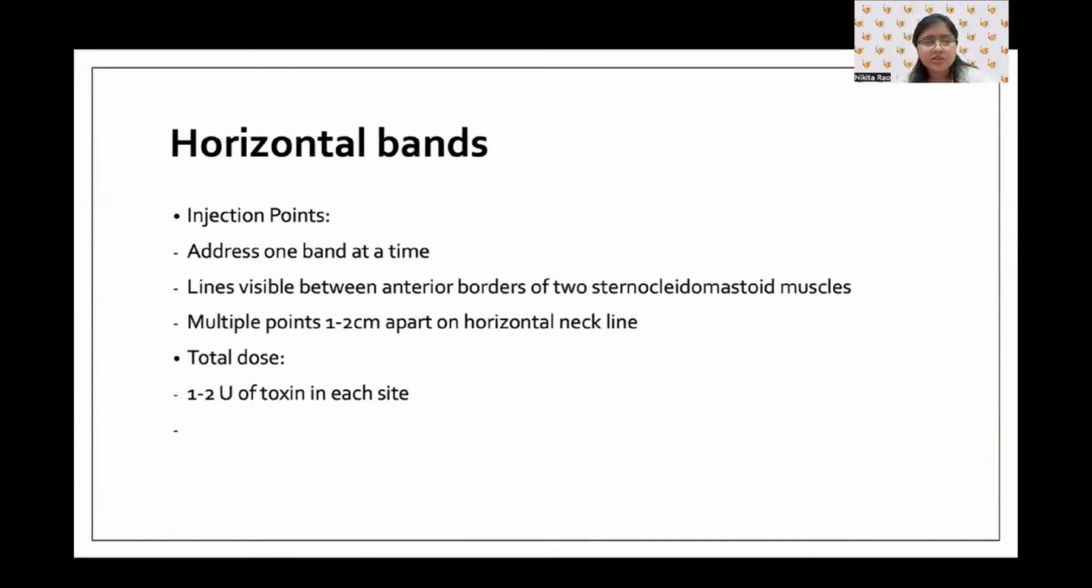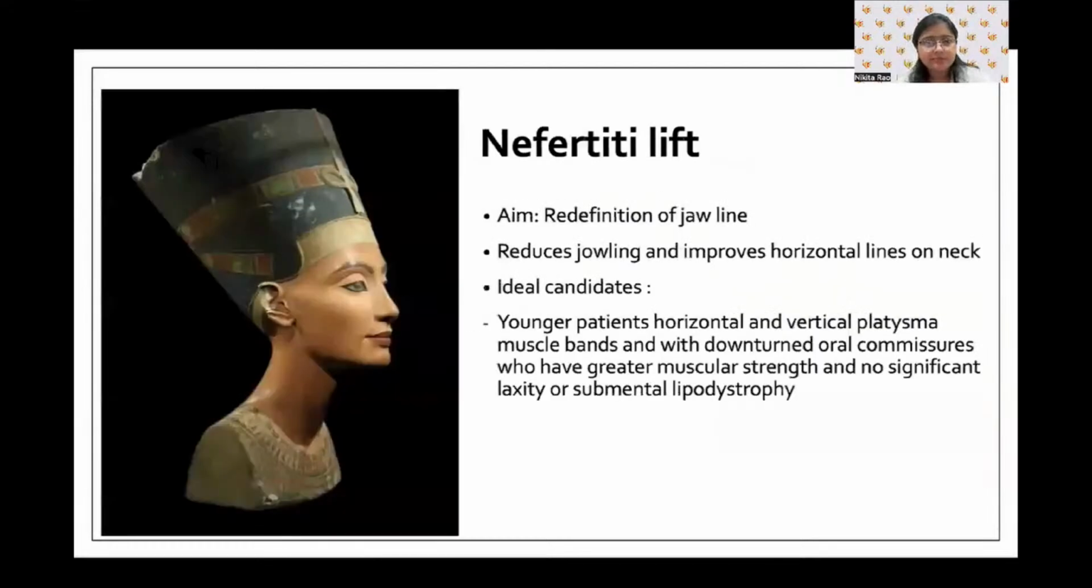1 to 2 units of toxin is deposited at each site. Next, we take a look at the Nefertiti lift. Nefertiti was an Egyptian queen whose jawline was remarkable in the field of history as well as in aesthetics. So the Nefertiti lift, as devised by Levy, aims to redefine the jawline, reducing jowling and improving the horizontal lines on the neck.